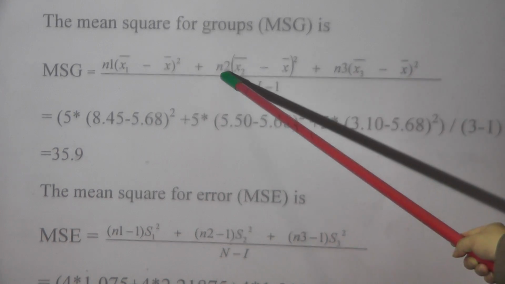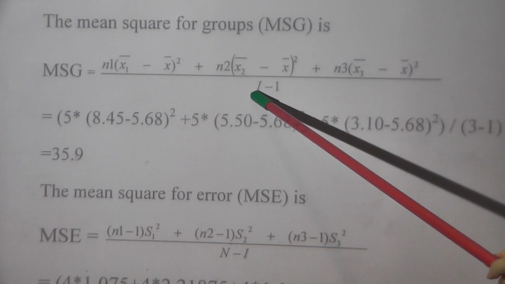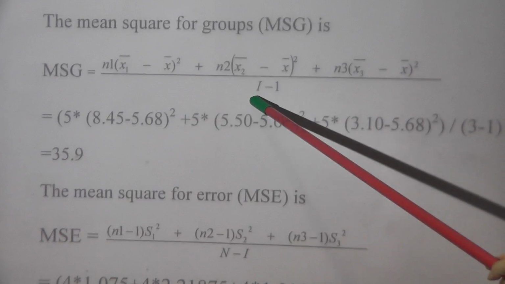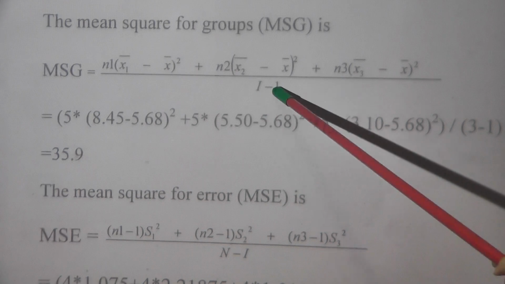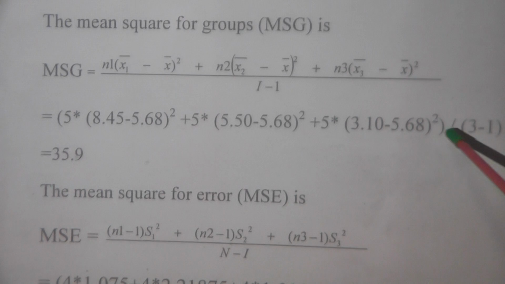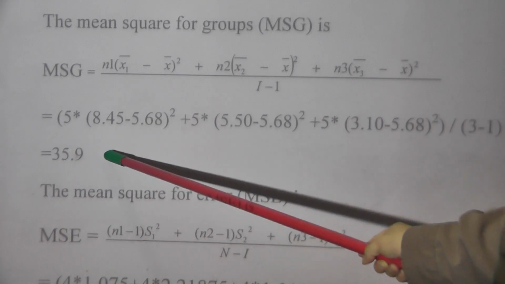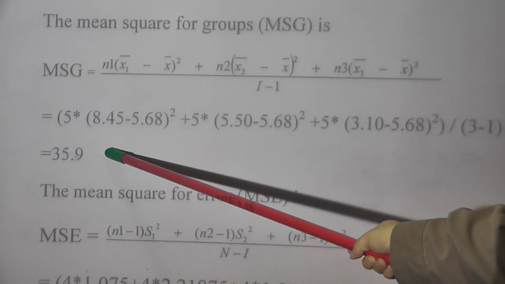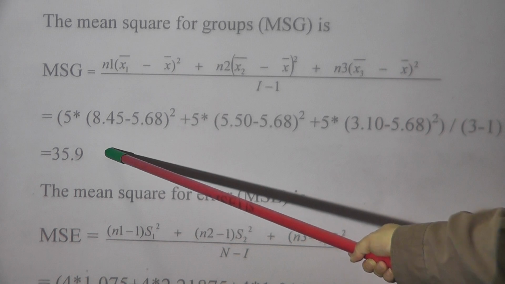And then divided by I minus 1. In this case, we have 3 populations, 3 groups, so 3 minus 1 is 2, okay? And then we plug in the numbers we just obtained. What do we find? We find MSG, the mean square for groups, is 35.9.